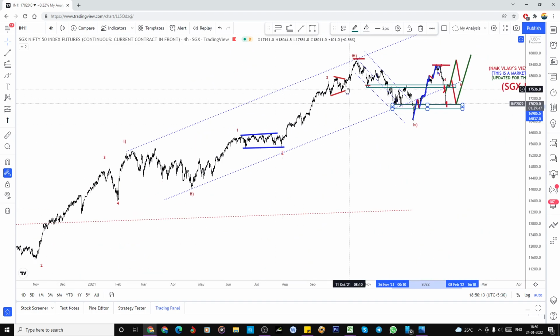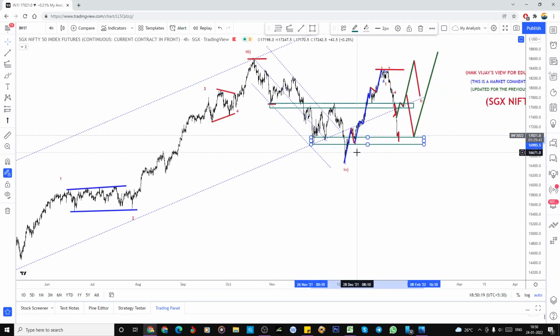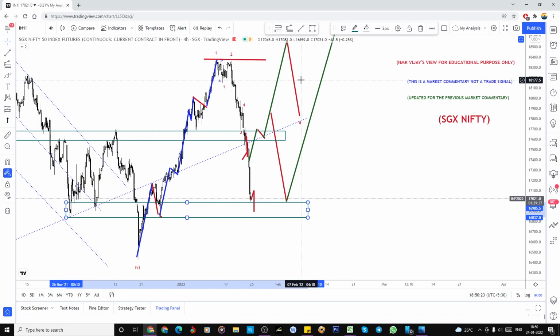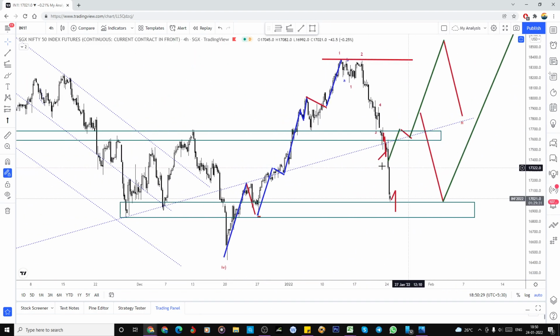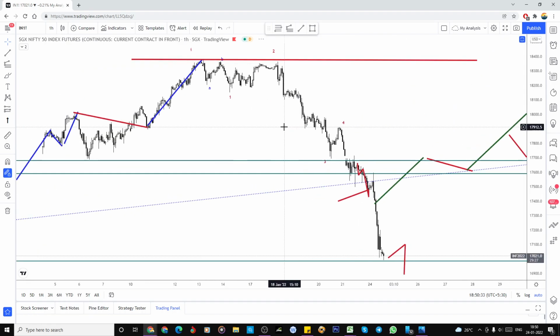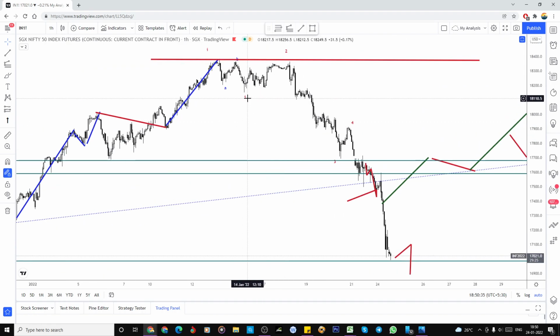Why I did this: 1 2 3 4 is already completed, and the 5th corrective structure is W X Y X Z, and later on this is a 5A structure, and I informed that if it is only in the second wave, it will be a zigzag. So I will tell you how we have to change this wave count. It's very easy. Look at this.